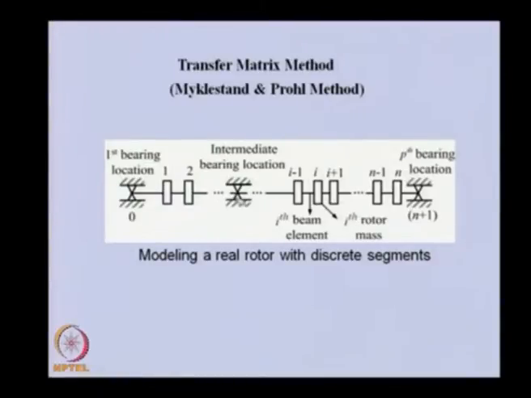For a support, we will have a separate treatment, because here the support will give some unknown reactions. To tackle that, we will see through an example in a subsequent lecture how the support can be taken care of if there are intermediate supports. This transfer matrix method is also called the Myklestad and Prohl method, because these two developed this method independently.